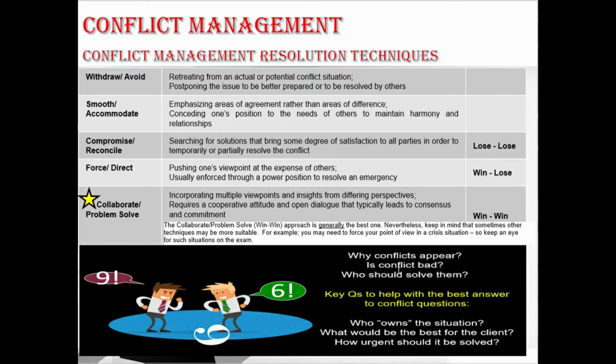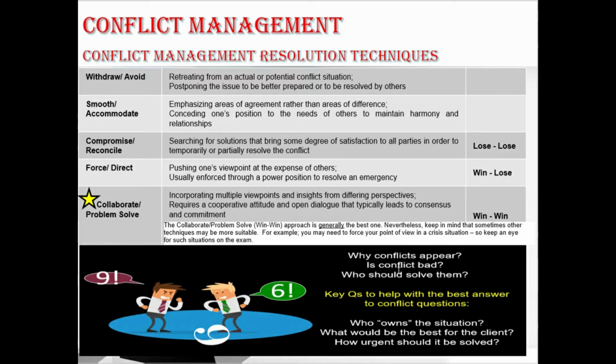The success of project managers in managing their project teams often depends on their ability to resolve these kinds of conflicts. There are 5 general techniques for resolving conflicts. Each technique has its place and specific use. They are: withdraw or avoid, smooth or accommodate, compromise or reconcile, force or direct, and collaborate or problem solve. Let me explain in more detail.